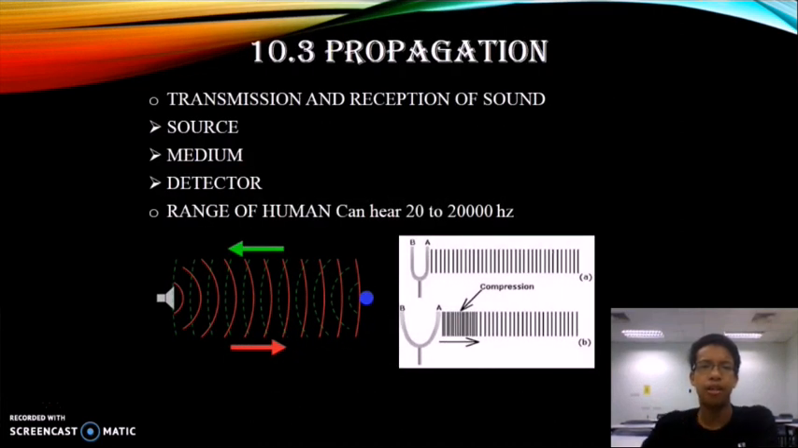Next is propagation. Transmission and reception of sound has a source, a medium, and lastly a detector. The range of human hearing is 20 to 20,000 Hz.